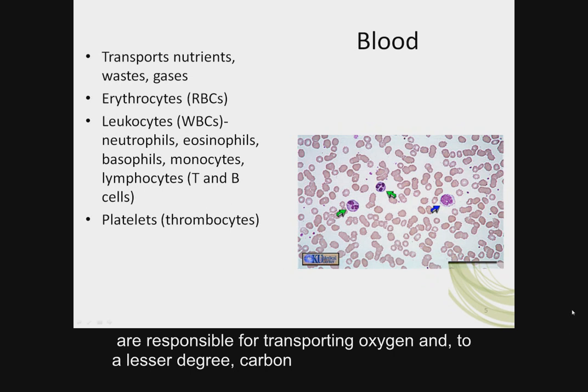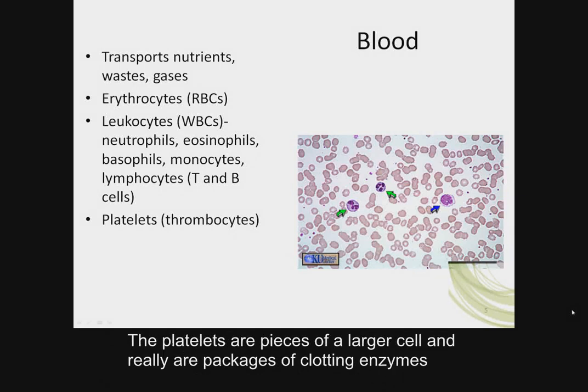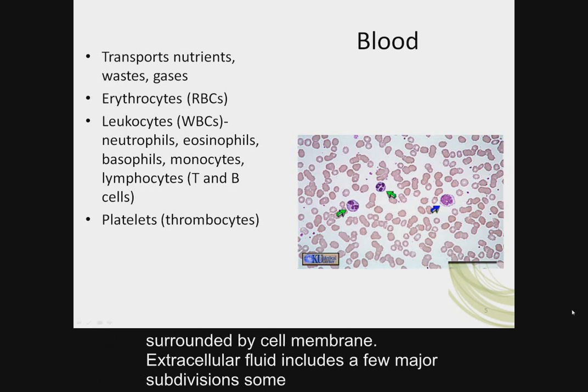Red blood cells are responsible for transporting oxygen and, to a lesser degree, carbon dioxide. White blood cells are important for fighting off infections and disease. The platelets are pieces of a larger cell and really are packages of clotting enzymes surrounded by a cell membrane.